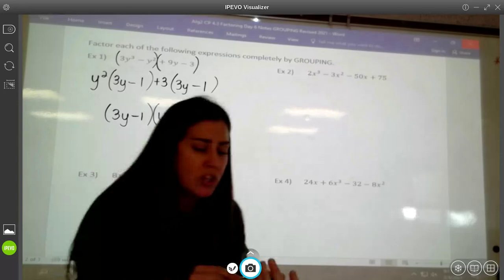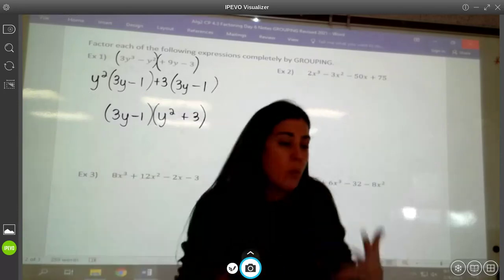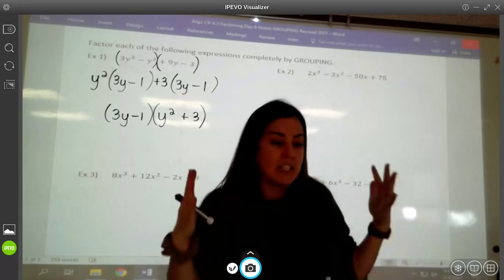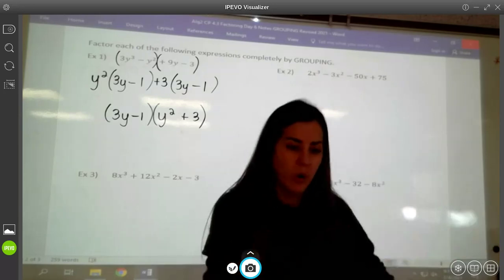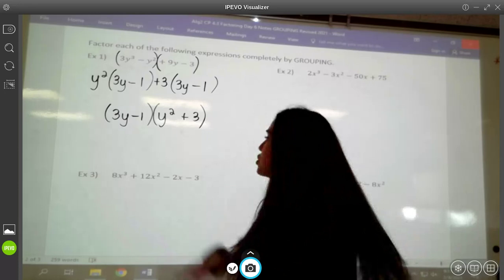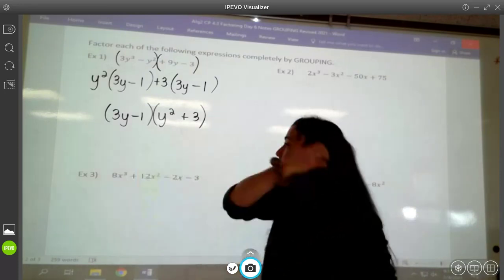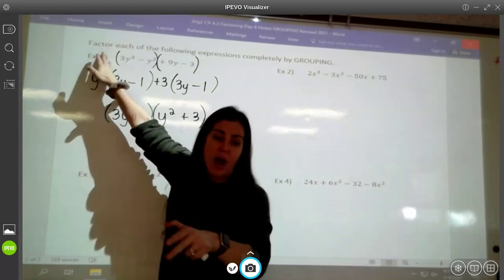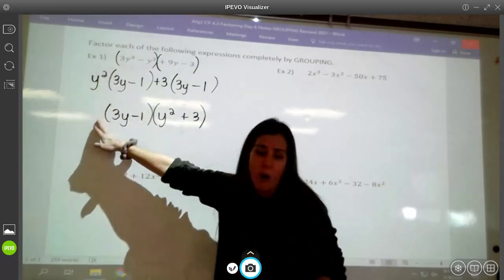So guys, I know it's a little bit different and maybe a little weird in the beginning, but you're literally manipulating the problem to create these common factors that you're able to pull out of the overall problem. So that's how we factor by grouping. Now, if it had an overall GCF that we took out in the beginning, make sure that comes down to be part of your answer.